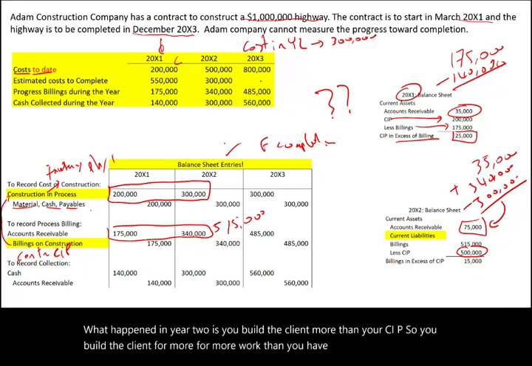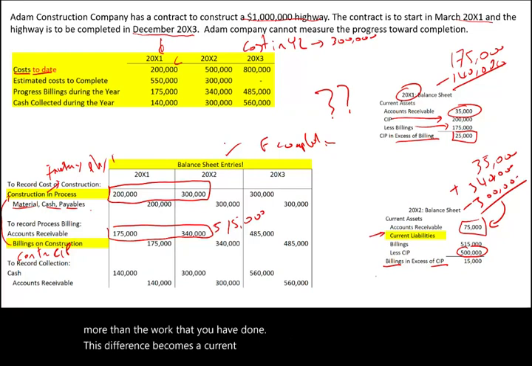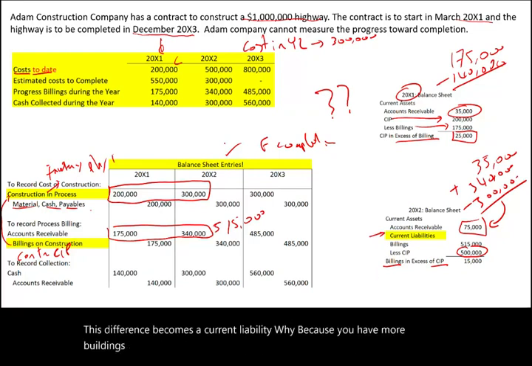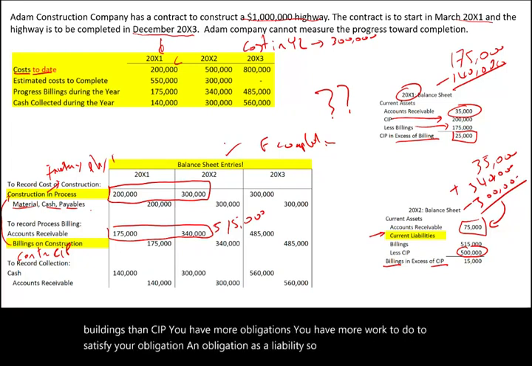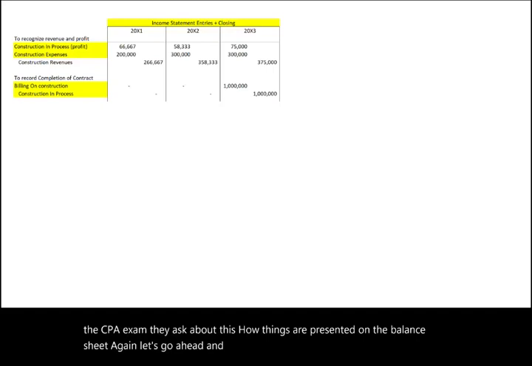Well, now we have an account called billing in excess of CIP. When you bill the client more than the work that you have done, this difference becomes a current liability. Why? Because you have more billings than CIP, you have more obligations, you have more work to do to satisfy your obligation, and obligation is a liability. So make sure you know, because on the CPA exam, they ask about this, how things are presented on the balance sheet. Again, let's go ahead and ask, where are the income statement accounts?